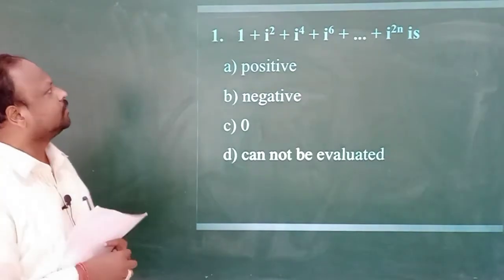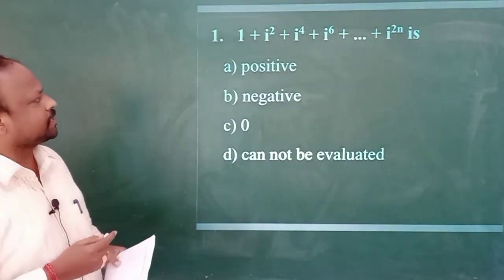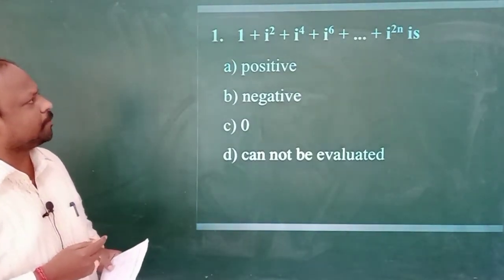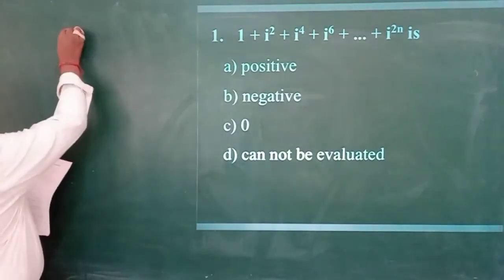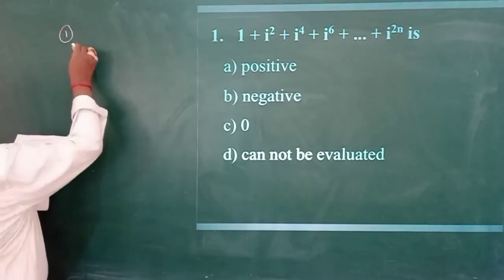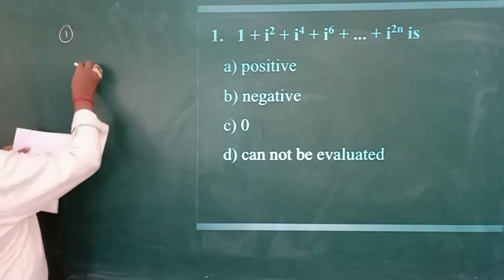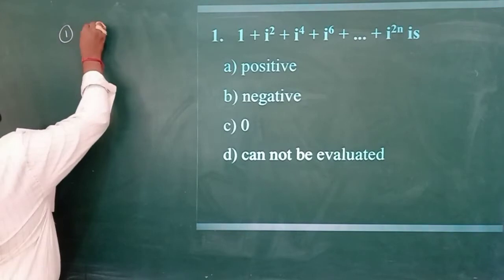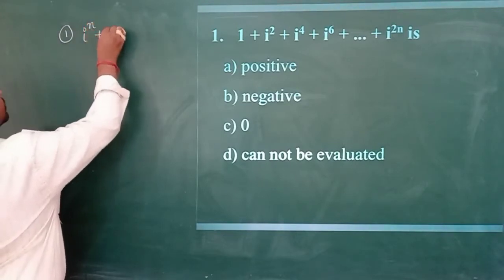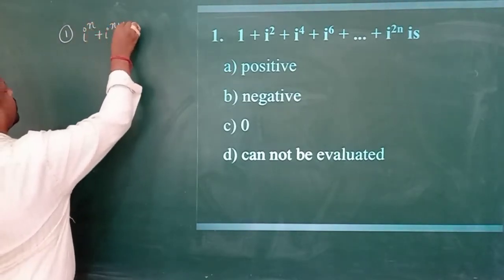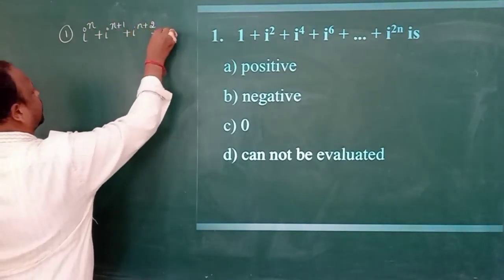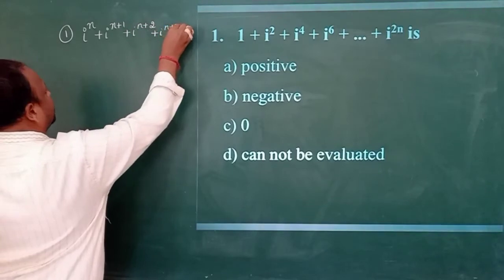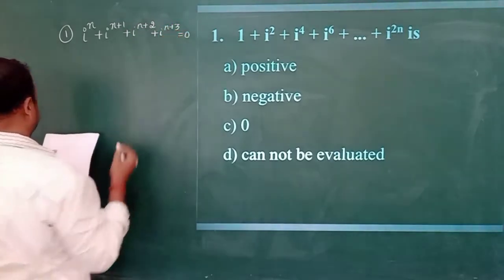Question number 1. 1 plus i square plus i power 4 plus i power 6 etc. i power 2n is. So before going to this, let us have some important things. i to the power of n plus i to the power of n plus 1 plus i to the power of n plus 2 plus i to the power of n plus 3, that is always 0.